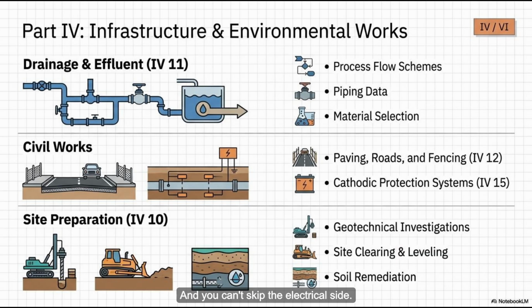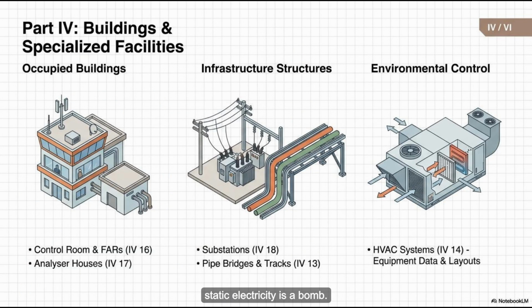And you can't skip the electrical side. Section 4E8, power systems. The sheer density of requirements here is overwhelming. Single-line diagrams, electrical protection diagrams, and one that sounded almost poetic, specification earthing cabinets. Let's talk about earthing or grounding. It is one of those things that is completely invisible until it kills you. High stakes again. In a facility with high voltage and flammable gas, static electricity is a bomb.